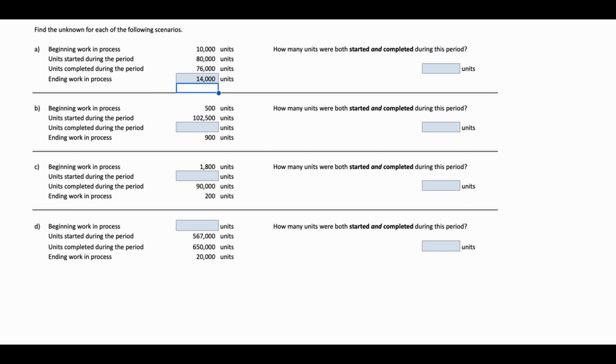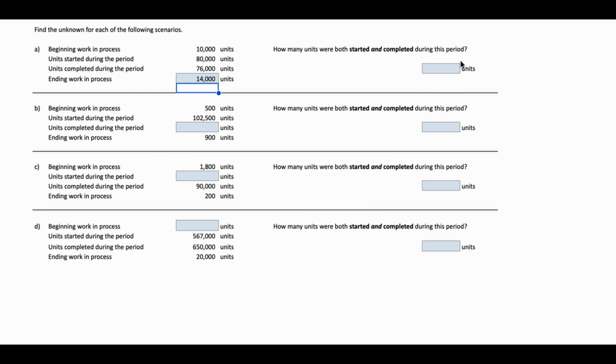This would give us our ending work in process of 14,000 units. Now I'm going to use this same information to calculate our units started and completed. For this one, I'm going to use units completed minus beginning inventory. So in our case, we had units completed of 76,000 minus our beginning inventory of 10,000 units. So we had started and completed units of 66,000.